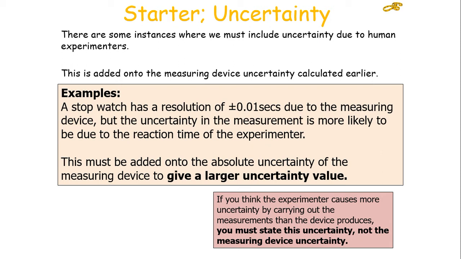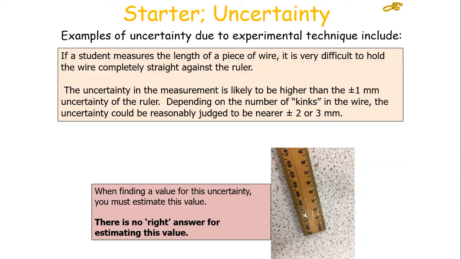So for example, a stopwatch has a resolution of plus or minus 0.01 seconds due to the measuring device, because it is taking a measurement and that is what its smallest increment is going to be. But the uncertainty in the measurement is more likely to be higher due to the reaction time of the experimenter. So this must be added onto the absolute uncertainty of the measuring device to give a larger uncertainty value. If you think the experimenter causes more uncertainty by carrying out the measurements than the device produces, you must state this uncertainty and not the measuring device uncertainty.